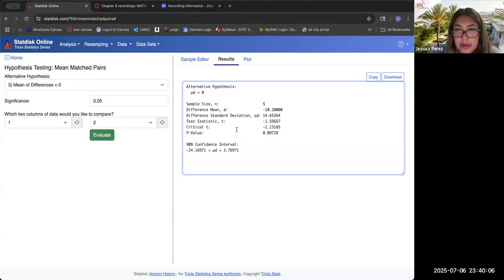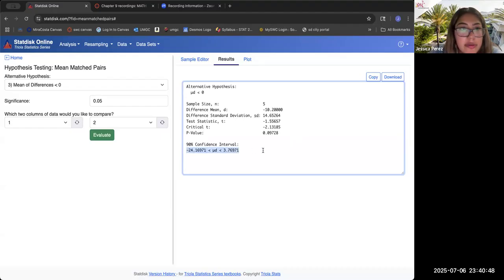Or we can also look at our test statistic, negative 1.55. So if we look at the critical regions, we have negative 1.55. And then my critical T is negative 2.13. So positive and negative. So negative 1.55 is outside the region. That's another way we can verify that we will fail to reject.